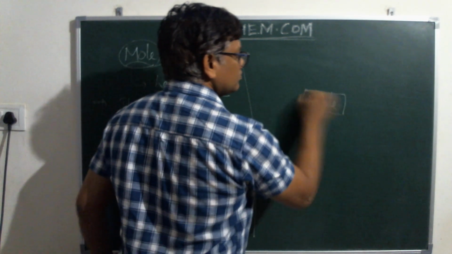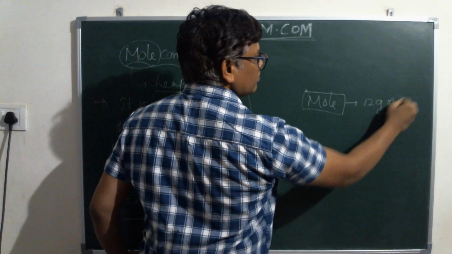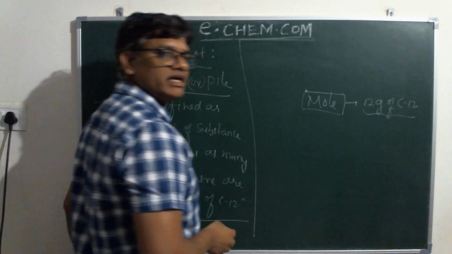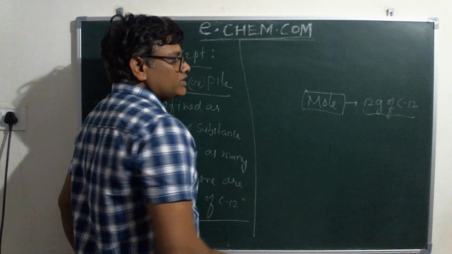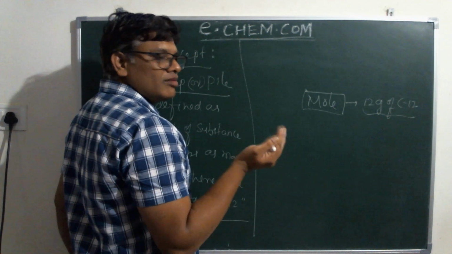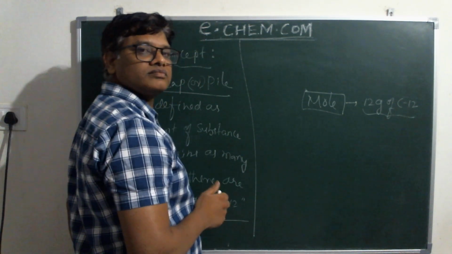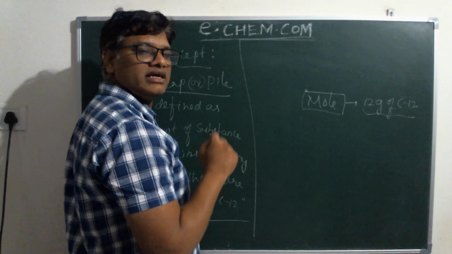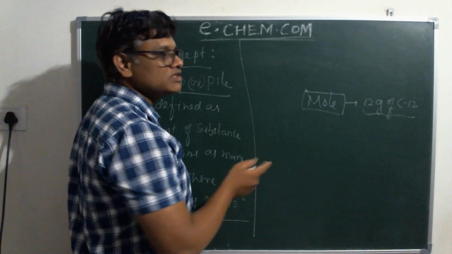Mole, it is equivalent to 12 grams of carbon 12 isotope. Carbon 12 isotope is being taken as a reference to explain the mole. 12 grams of carbon 12, that amount of substance, it is equivalent to 1 mole. This 12 grams of carbon 12 contains Avogadro number of carbon atoms. That is one more entity.